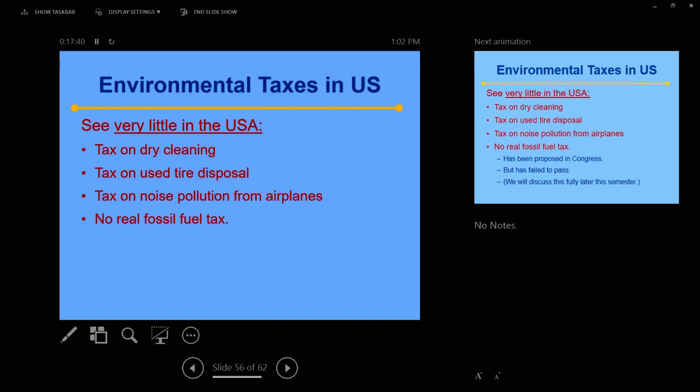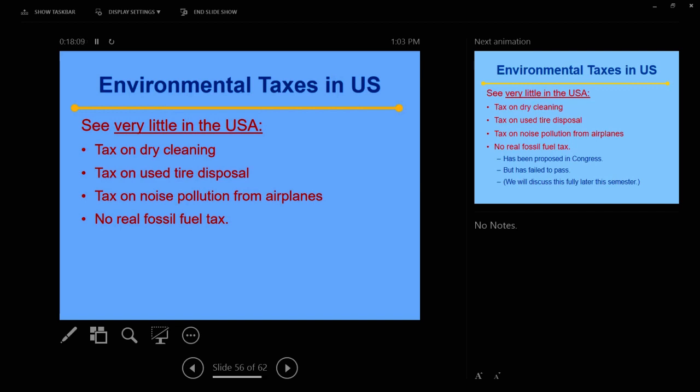There's also a tax on noise pollution from airplanes. So again, that's a different form of pollution. We're not used to thinking of noise as pollution necessarily, but that tax is encouraging airports and different airlines to invest in things that reduce the amount of noise. For example, you might have airports that build these big walls surrounding the facility, and that tries to reduce some of the noise pollution.